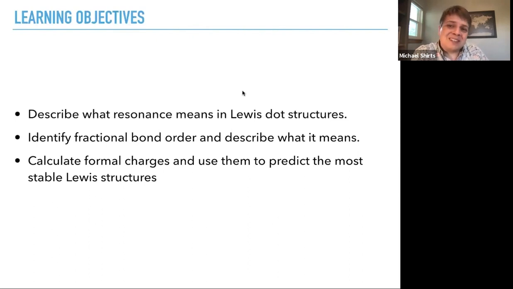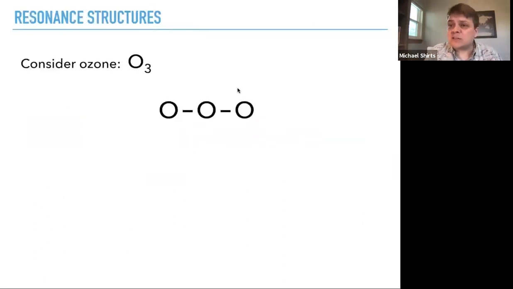This gets into, does the double bond form with the chlorine or does it form with the oxygen? All right, so let's dive in. Consider ozone. Let's try writing the electron dot structure for ozone.